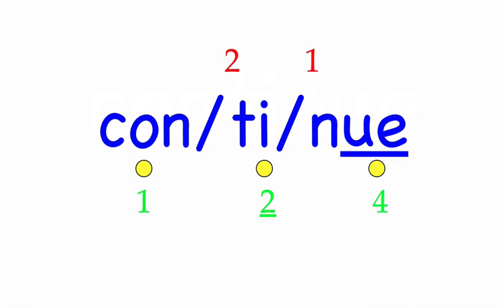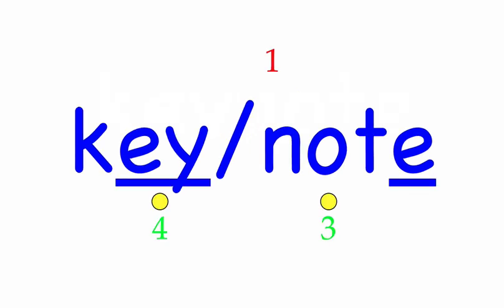Keynote. She is the keynote speaker at the conference. Key has two sounds, k, e. Note, three sounds, n, o, t. Mark the word keynote. And this is also a compound word, which means two words joined together to create a new word.